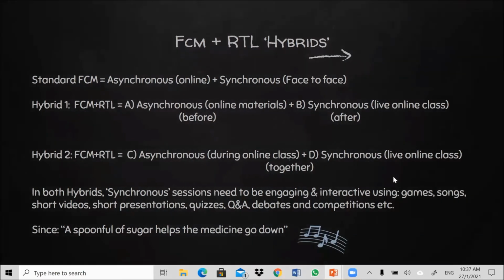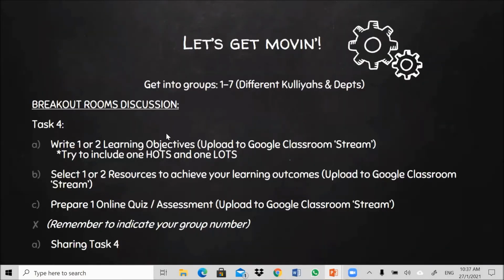So let's get moving. We have breakout rooms, and you're supposed to go to your breakout rooms. There are 7 rooms, and we've got 7 groups of colleagues. Your last task is to do the following things. Write 1 or 2 learning objectives, upload them to the Google Classroom in Stream, and try to include 1 high order and 1 low order as we looked at in Bloom.